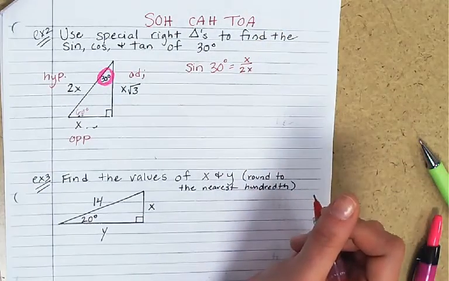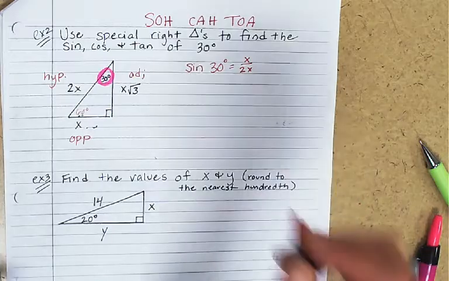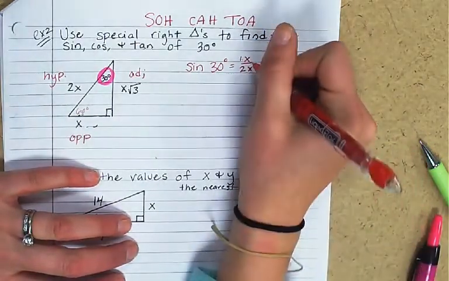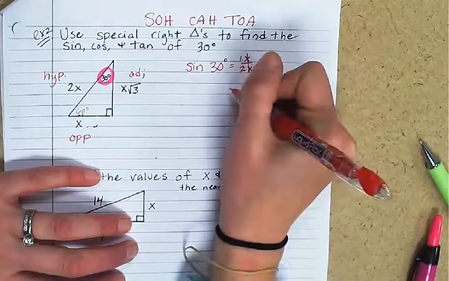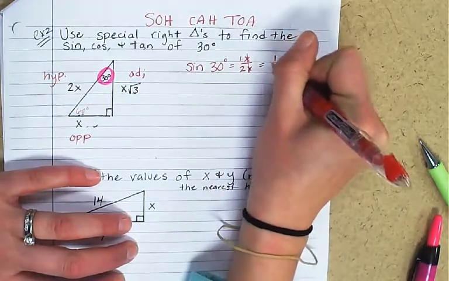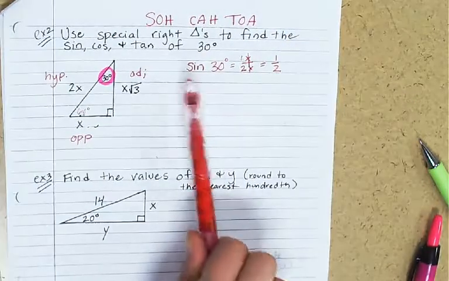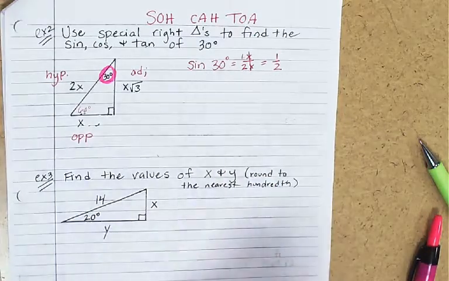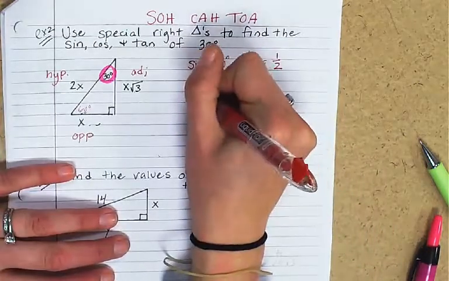Well, we can simplify that. If you have the same thing on top and bottom, they cancel. As a reminder, though, this is 1 times x. So when you cancel those, sine of 30 degrees is just 1/2. And if you type in your calculator sine 30 and you're in degree mode, you will get 0.5. Okay? So now let's figure out what cosine is.